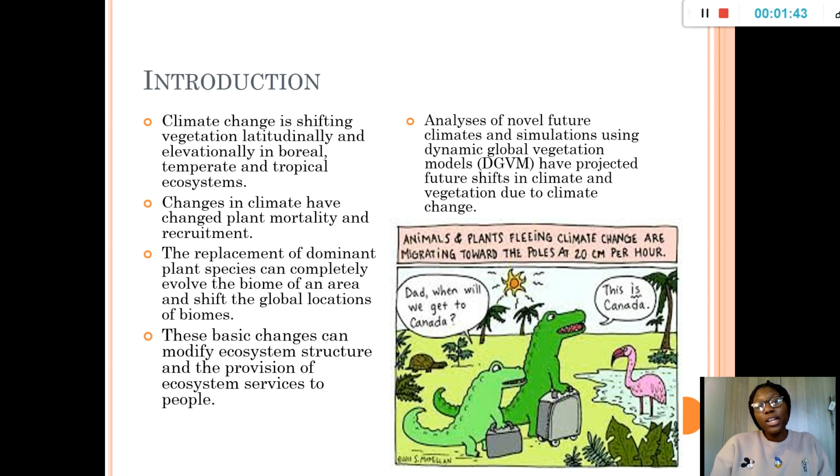The picture below illustrates how species respond to increasing temperatures, and they are most likely to move towards regions that are cooler.